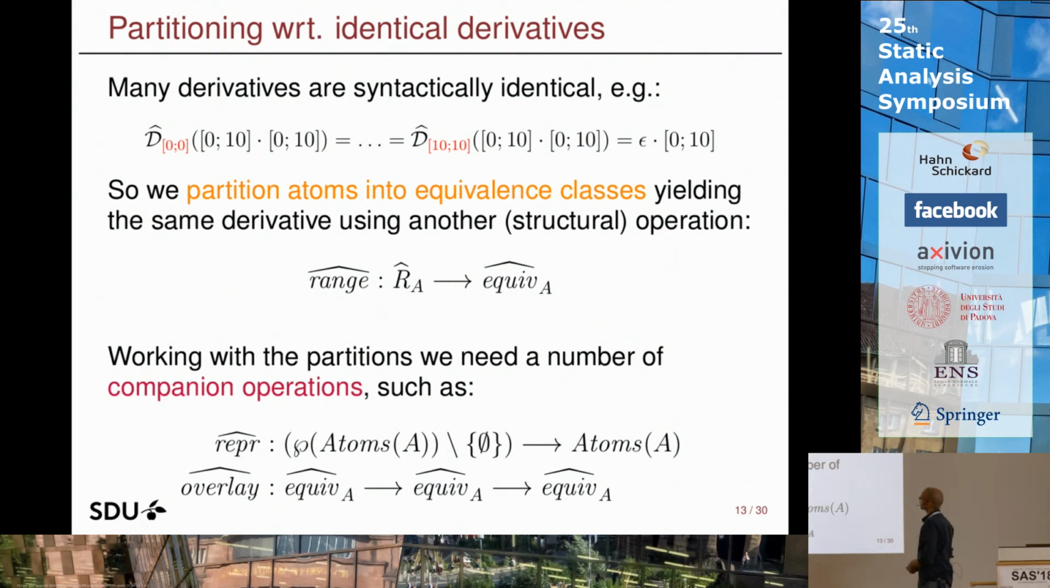Okay, so now we also have the equivalence classes or the partitions, so we need more operations to operate over those. One is just getting a representative atom out of one of these equivalence classes. Another one is overlaying two partitions over each other. There's a lattice ordering there, and depending on which way you order the lattice, you can see that as a join or a meet.